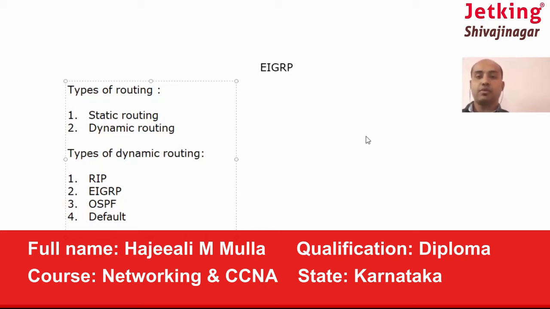So today I'm going to speak about EIGRP protocol. Coming to the basics, there are two types of routing, static routing and dynamic routing. In dynamic routing, we have four types: RIP, EIGRP, OSPF and default. So let me talk about EIGRP. EIGRP stands for Enhanced Interior Gateway Routing Protocol. It is an advanced distance vector routing protocol designed by Cisco Systems only for Cisco devices.